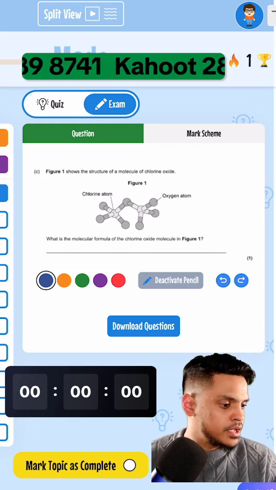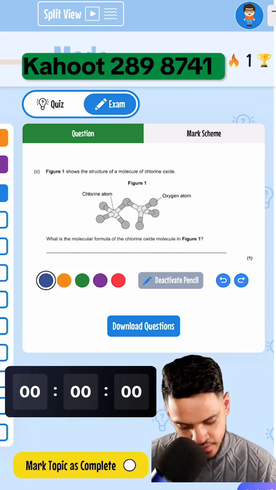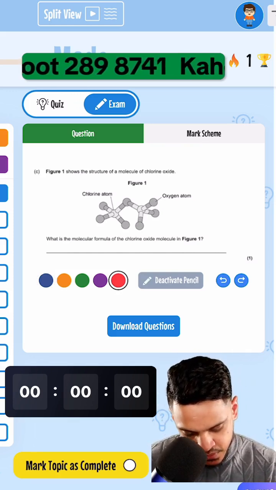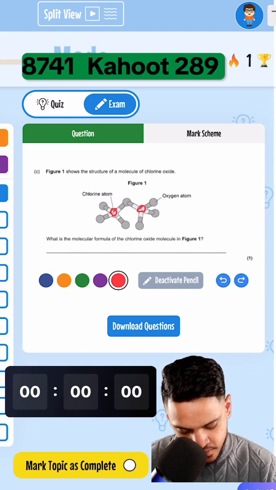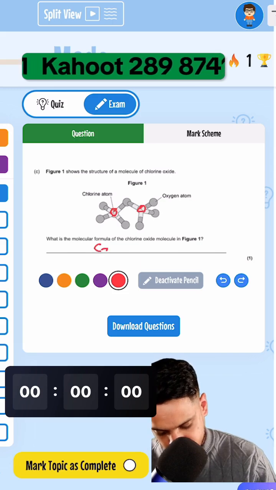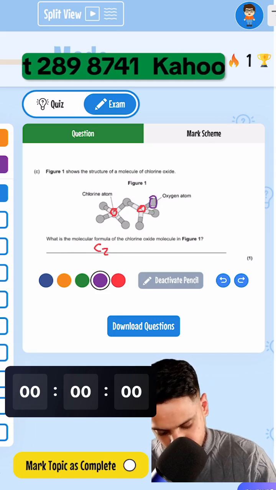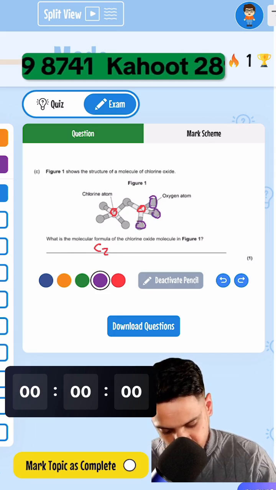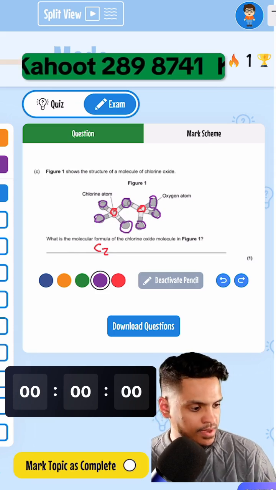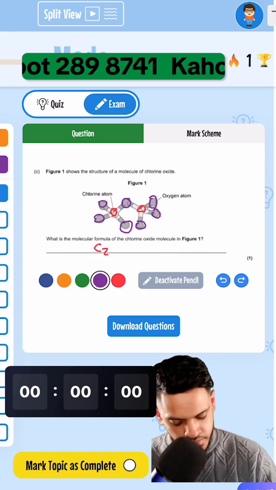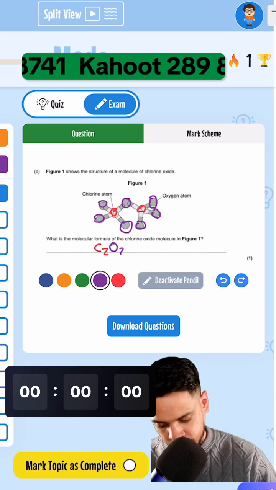Jenith has said C2O6. Not quite, almost there. So the C2 is right. There's a chlorine here, and there's a chlorine here. So C2 is right. So let's write C2. How many O's are there? Let me do that in purple. 1, 2, 3, 4, 5, 6, 7. Yep, Nathan got it right. C2O7 is the answer for that one.